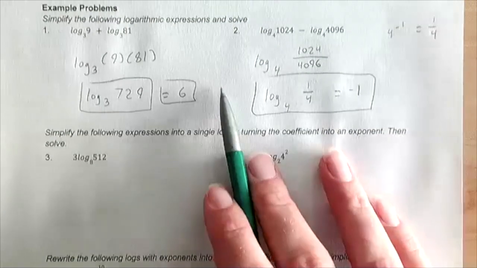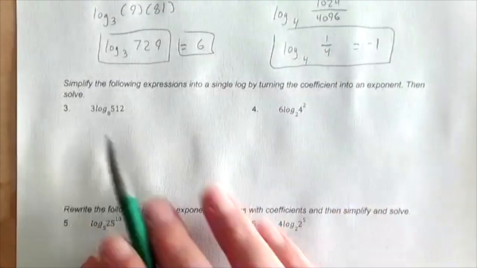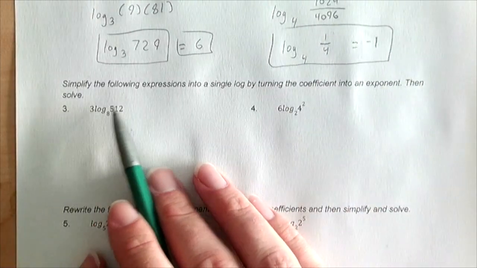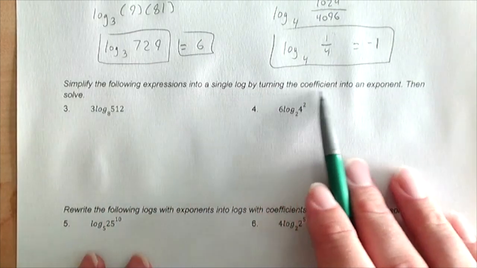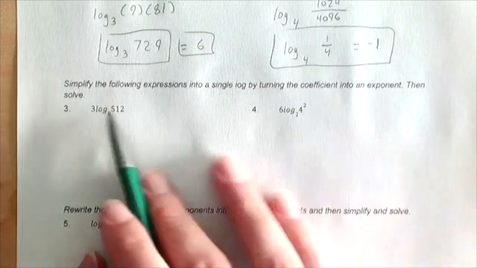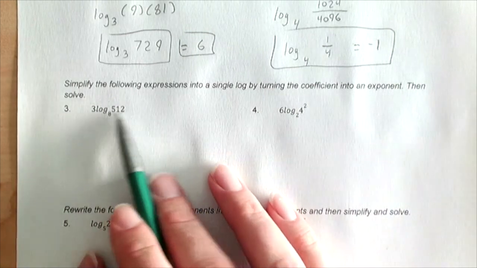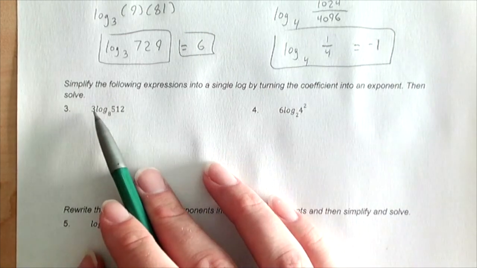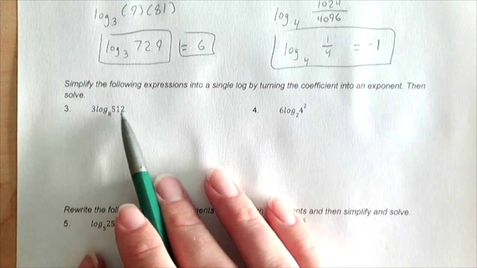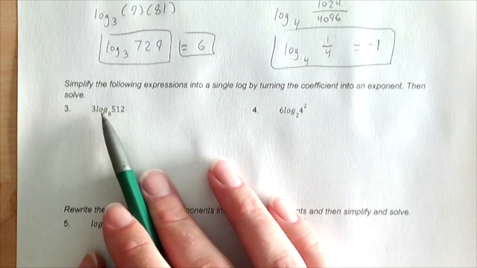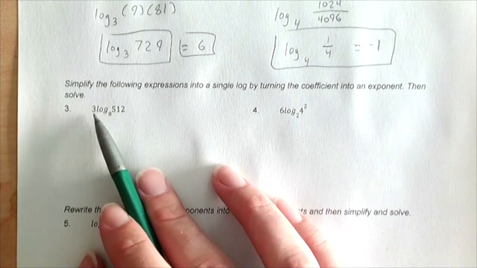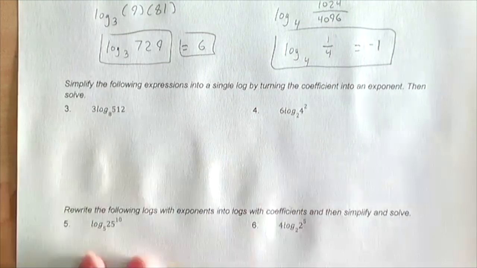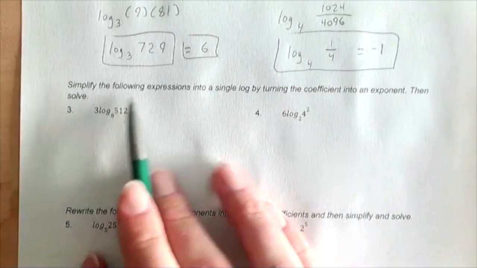So that was the last rule. That was what we did yesterday. And now let's read what it says. It says simplify the following expression into a single log by turning the coefficient into an exponent. So we want to simplify this, okay? What we see is 3 log base 8 of 512. And first, if you see a number on the outside of any expression, that just means 3 is being multiplied to this, okay? So this rule is actually really intuitive.